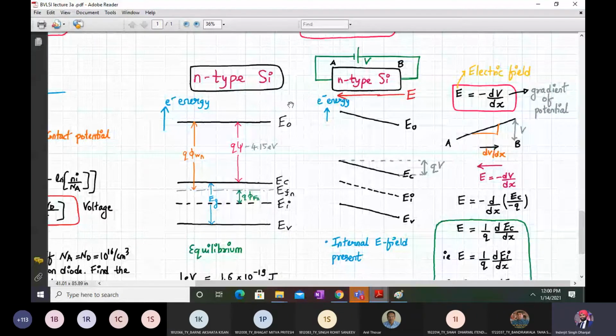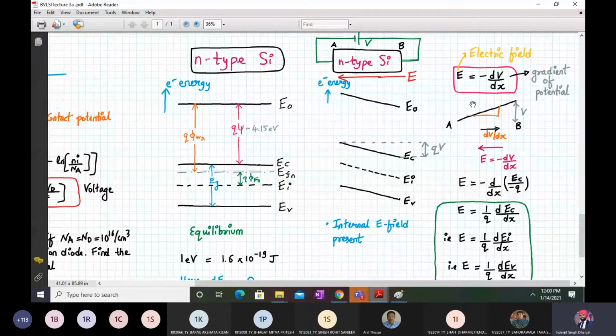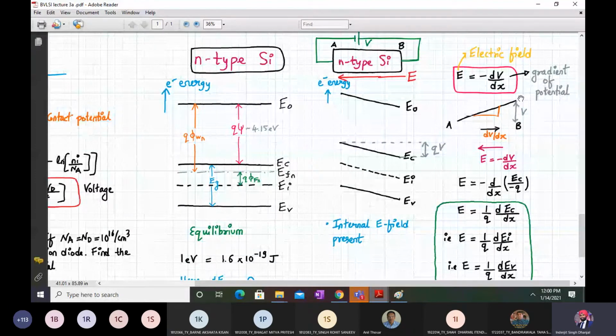Okay. So whenever we apply a potential over here, all the bands are getting affected. They are moving opposite, as the potential is rising like this. So the electric field, if an internal electric field is present, will be moving like this. Okay. So let's see how.